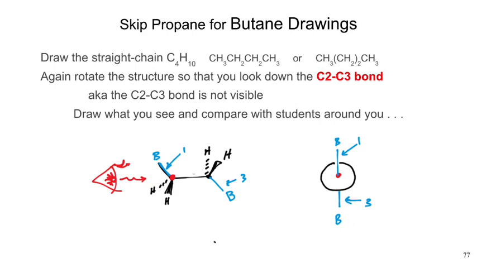What does that look like in the Newman projection? Stuff going out to the side. Yeah, so draw it. Stuff going out to the side, but make sure that you've got the appropriate connectivity for that stuff going out to the side.